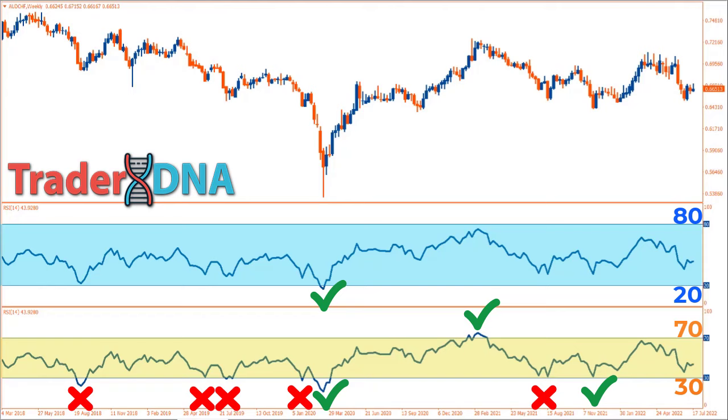Within the downtrend, both trigger a strong buy signal. Then, the 70 and 30 capture the next sell signal, which precedes a nice downtrend, 1 weak buy signal, and 1 strong buy signal.